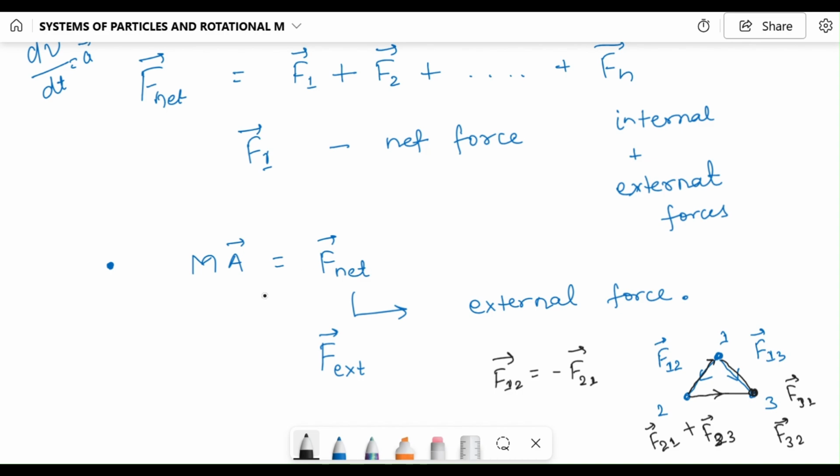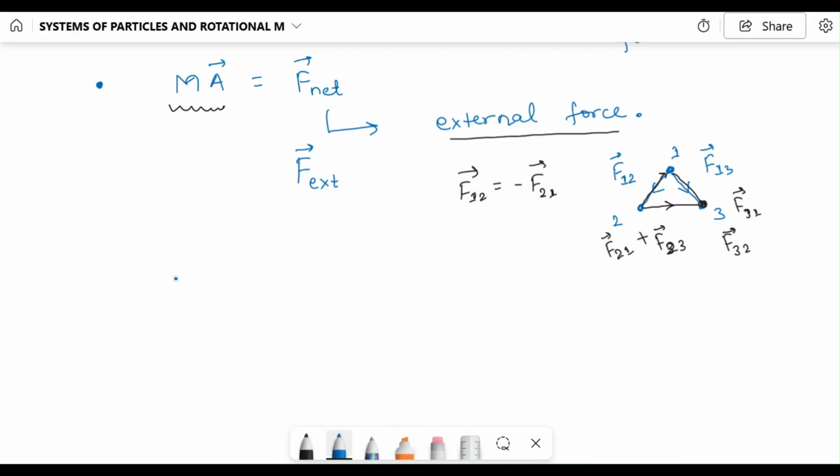So what is left here? In the case of center of mass, this net force is only the external force. So we are not going to bother about what the internal forces are, or what the interactions between two particles are. Whatever is happening internally in terms of force, we are not going to bother about when we are studying the motion of the center of mass.